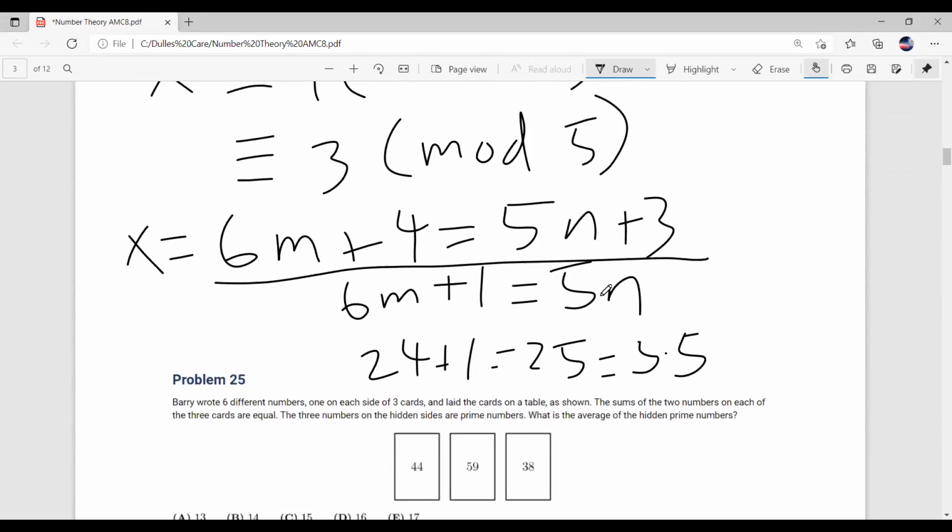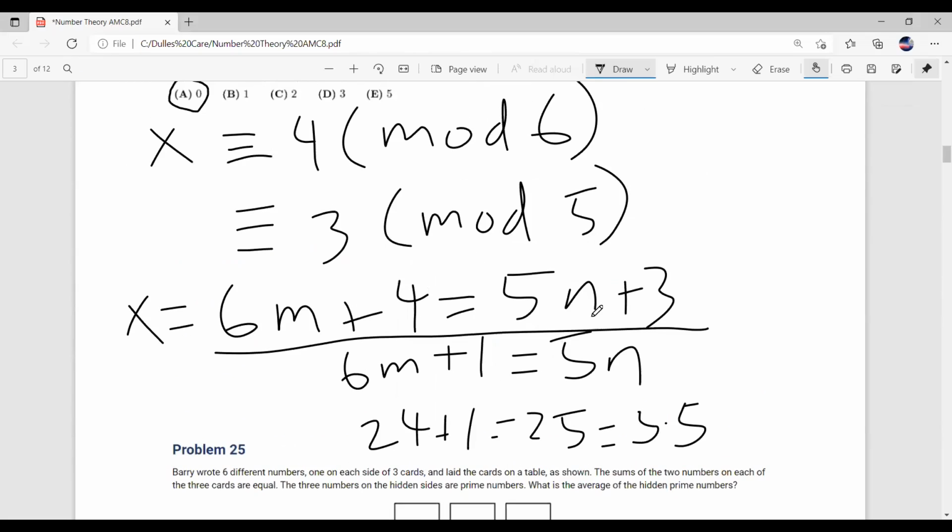Yeah, there are many ways to do this. Using 6m plus 4 and 5n plus 3 is one such way to do it. I think it's actually the easiest way to explain it using mods and algebra.